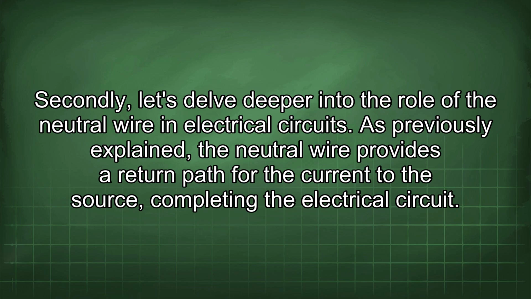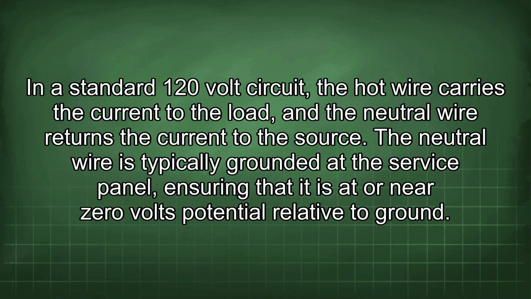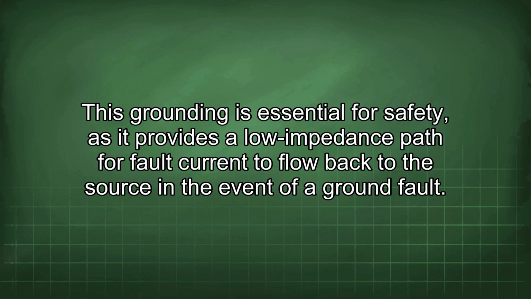As previously explained, the neutral wire provides a return path for the current to the source, completing the electrical circuit. In a standard 120-volt circuit, the hot wire carries the current to the load, and the neutral wire returns the current to the source. The neutral wire is typically grounded at the service panel, ensuring that it is at or near 0 volts potential relative to ground. This grounding is essential for safety, as it provides a low impedance path for fault current to flow back to the source in the event of a ground fault.